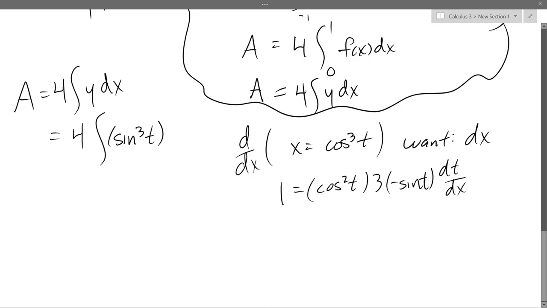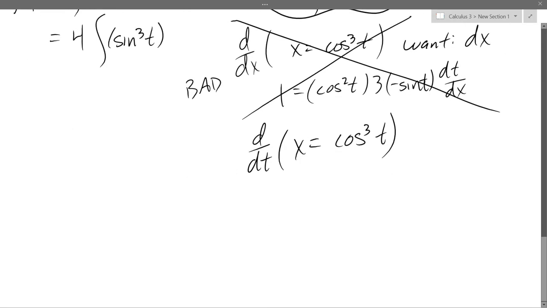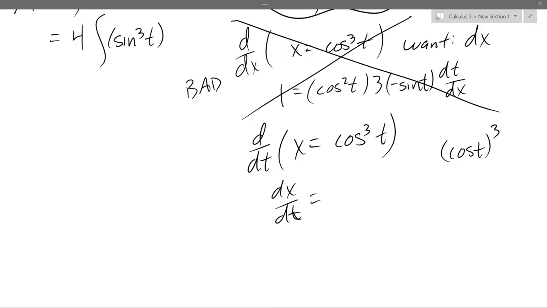All right, so that is the x derivative. There's another option. Let's take the t derivative instead. So this is bad. Let me put an X through this. So we're going to go d/dt of x equals cos cubed t. All right. So I'll do the left side. You do the right side. dx/dt equals, so get the derivative of the right side. And remember, you could rewrite this as (cos t) cubed. Might make you more comfortable so you can see the chain rule happening properly. You need to deal with the cube before you deal with the cosine. So go ahead and take your derivative.